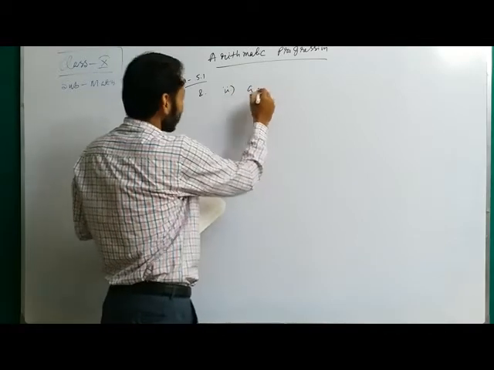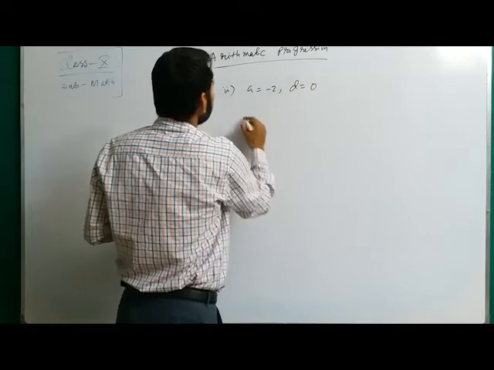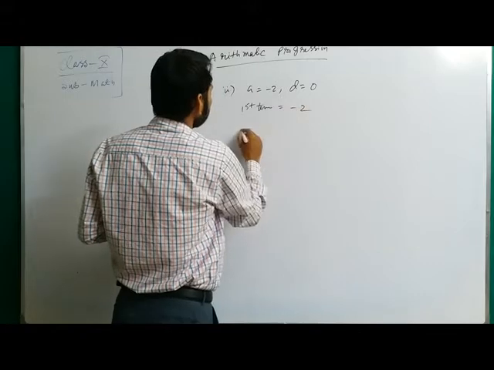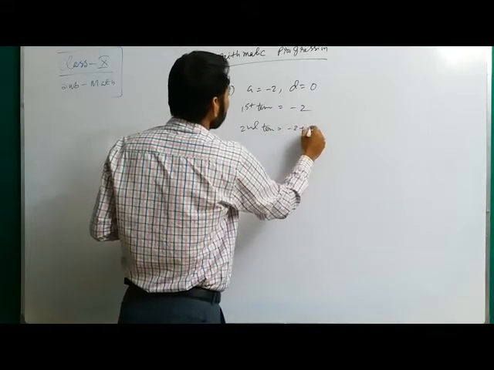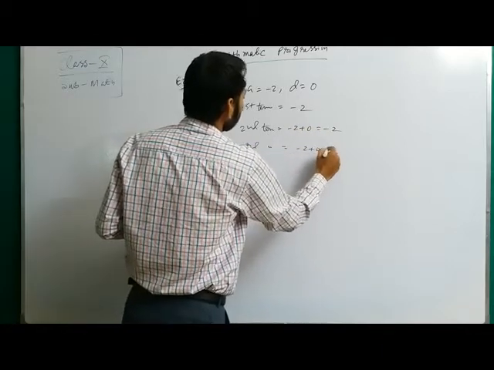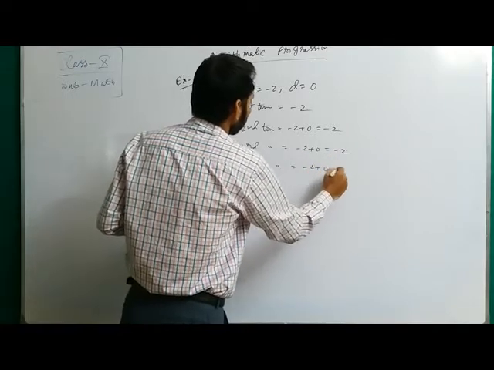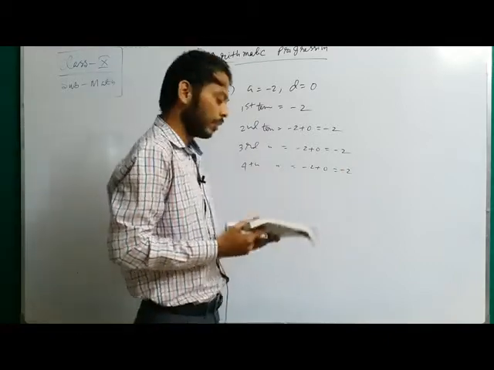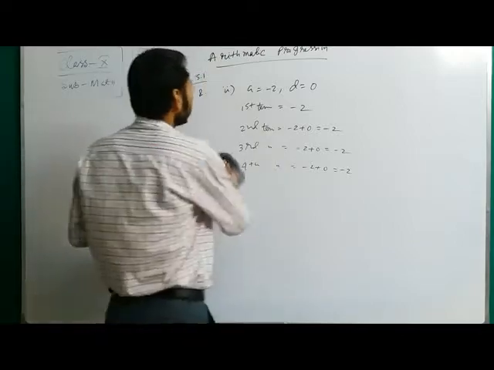Here A is given as minus 2 and D is given as 0. So the first term is minus 2, second term minus 2 plus 0, again minus 2, third term minus 2 plus 0, again minus 2, fourth term minus 2 plus 0, again minus 2. So here all the terms are minus 2. Actually this is called a constant AP. Constant, all the terms are the same here. Go to the third one.